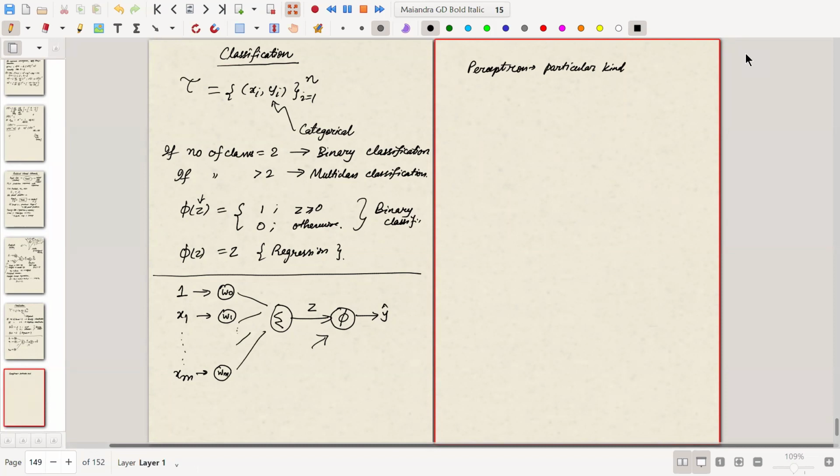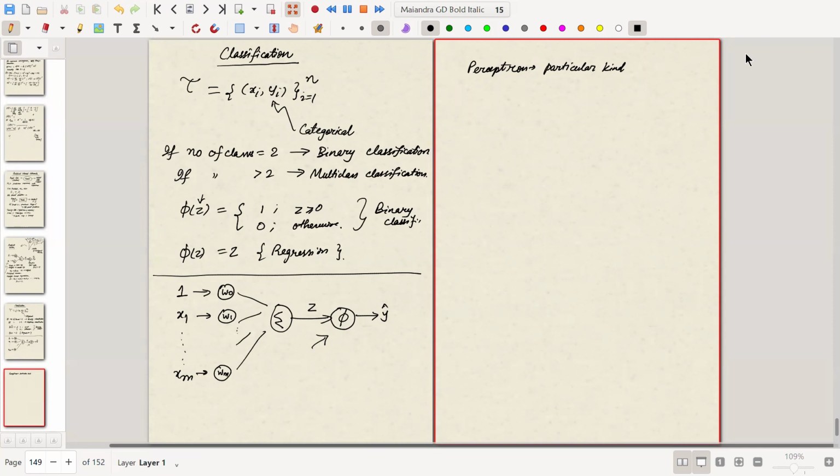Where will you use perceptron? You know that perceptron is an artificial neuron, but you should know where to use it. Perceptron is used in classification, most importantly in binary classification, where you have only two classes to classify.